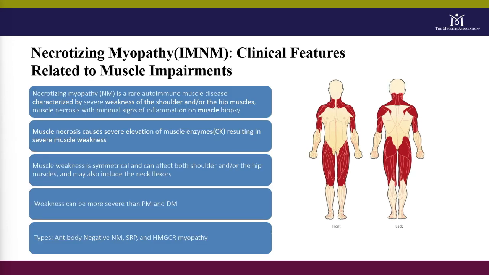Necrotizing myopathy is also a rare autoimmune muscle disease, characterized also by proximal muscle weakness, shoulders and hips, but it's more severe than PM and DM. If you look at the muscle biopsy of these patients, there is less muscle inflammation, but more prominent muscle necrosis. The muscle necrosis causes severe elevation of the muscle enzyme, the CK level, which results in severe muscle weakness. The muscle weakness is also symmetrical, and it can affect both shoulders and the hips, and also the neck flexors.